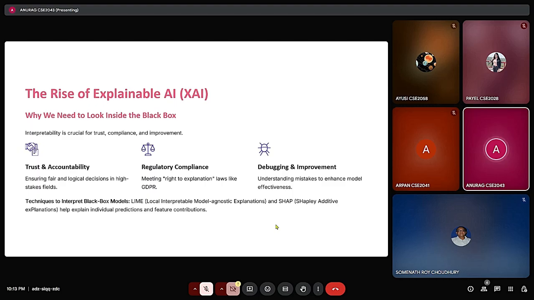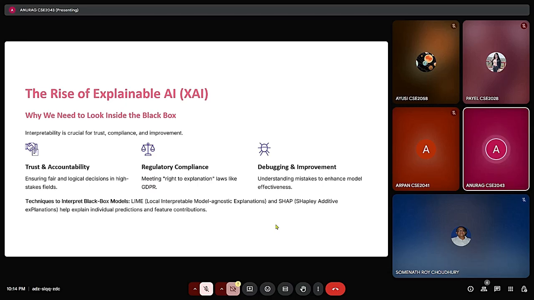Next, moving on to the next slide. This is where explainable AI or XAI comes in. It's about opening up the black box so we can understand complex models. Interpretability matters for three main reasons.